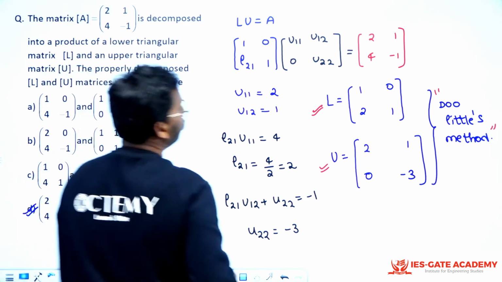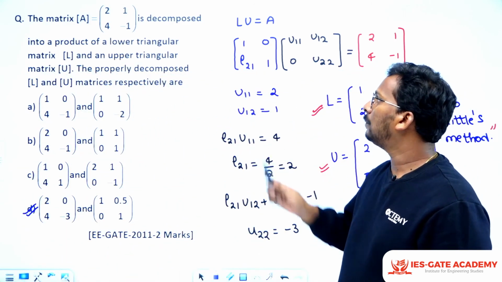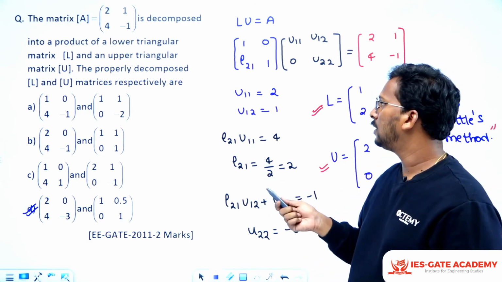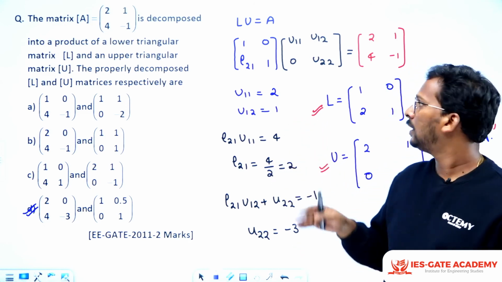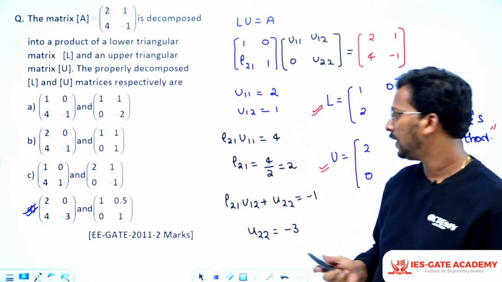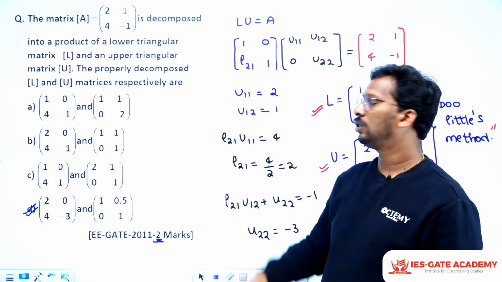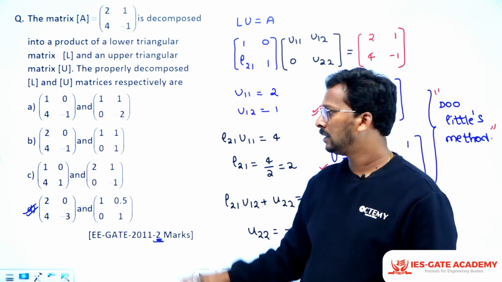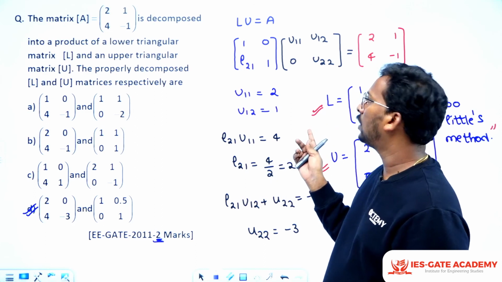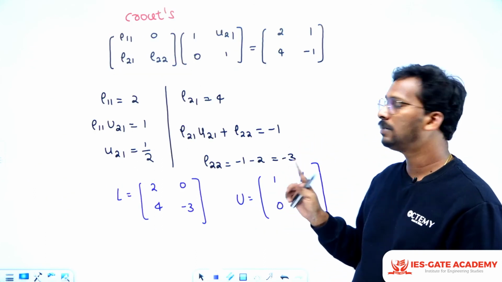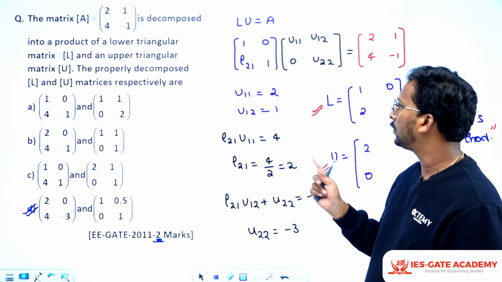So as I told you, don't take default as Doolittle's. The decomposition can be done in both ways. If he specifically mentions anything, take that method. If it does not mention anything, you might have to check both the methods. That's why this was asked for 2 marks in electrical. Or the easiest way is you check through the options. If he doesn't give you Doolittle's and Crout's at the same time, he will give you only one of them. So this is a method to do this particular problem.